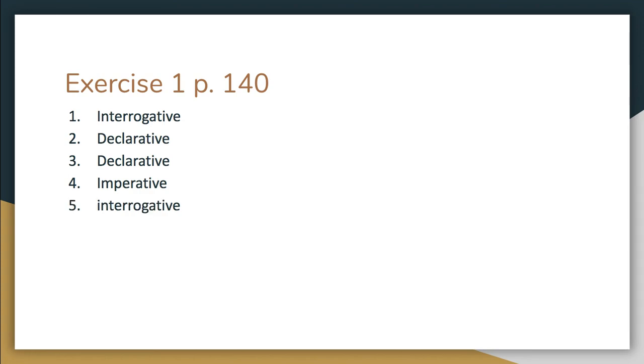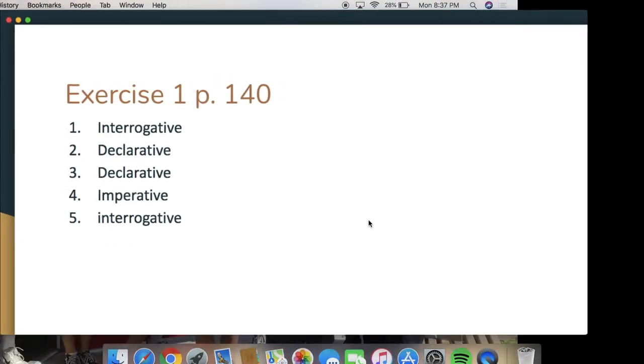That section should be pretty easy for you. Practice more on your own. Exercise 2 is on Google Classroom. Let me know if you have any questions at all.